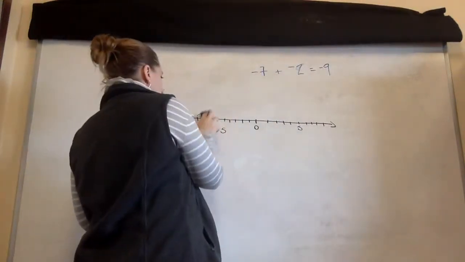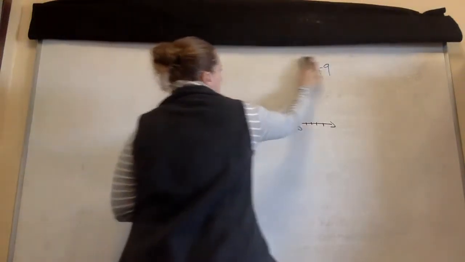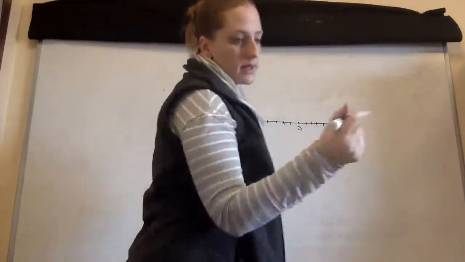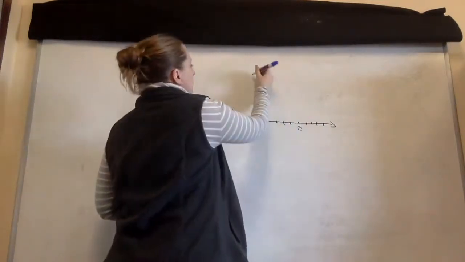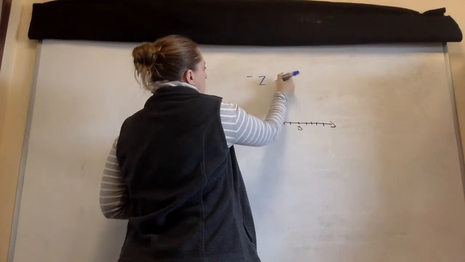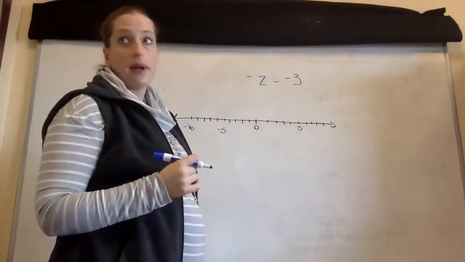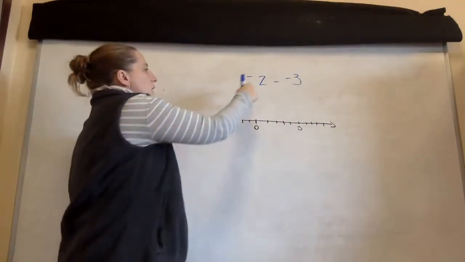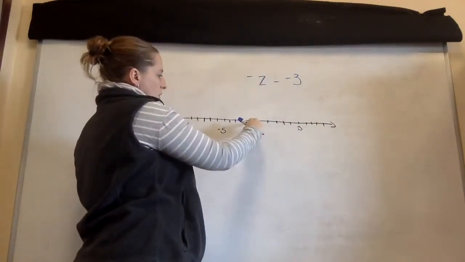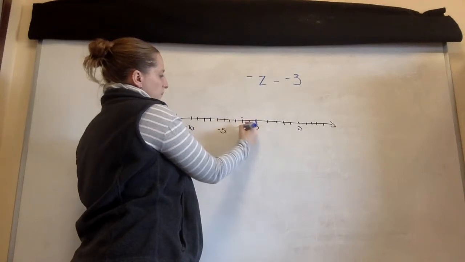All right, a couple more examples. So let's see, let's do this one. So -2 minus -3. Lots of minuses happening here, lots of subtraction. So we're going to start at -2. 1, 2, so here's -2.